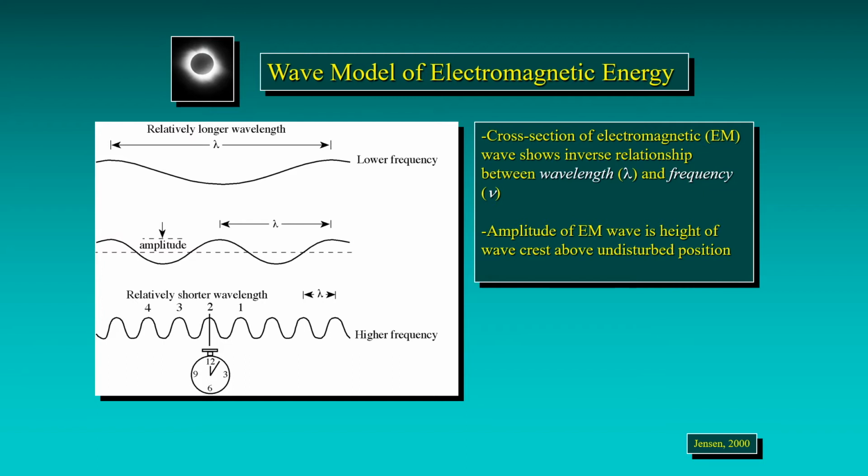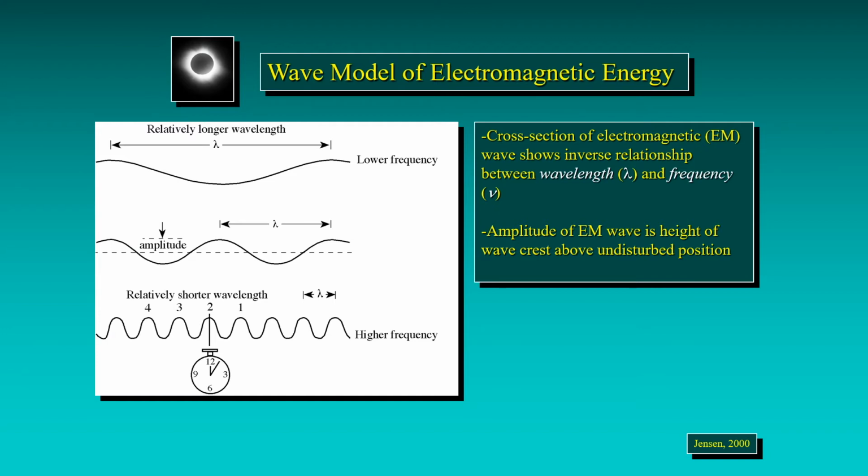Specifically, this is a cross-section of an electromagnetic wave, and it illustrates the inverse relationship between wavelength and frequency. Basically, the longer the wavelength, the lower the frequency, and the shorter the wavelength, the higher the frequency. Also note that the amplitude of an EM wave is the height of the wave crest above the undisturbed position in this waveform.